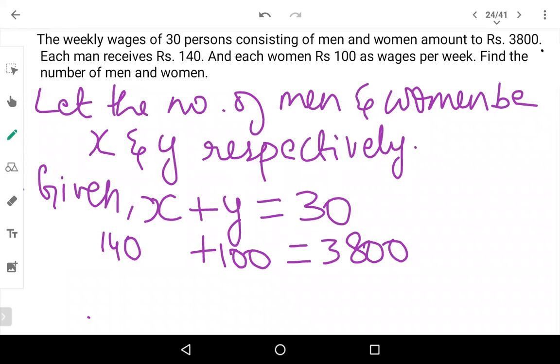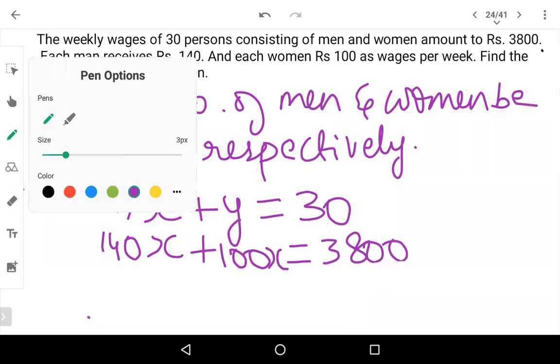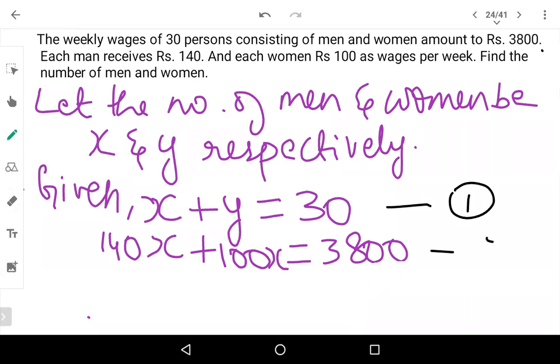So here what are we trying to do? 140 is what man receives and 100 is what woman receives. So if I multiply with the number of men and number of women here, I should be able to get the total weekly wages. So that is 140x plus 100y equals 3,800. Now we have got two equations. Now we can solve this simultaneously and find the value of x and y. Now everybody solve this simultaneously and tell me the answer. Start solving.